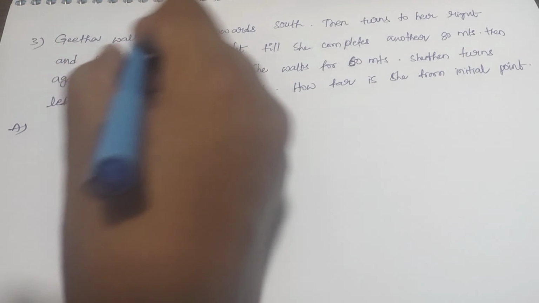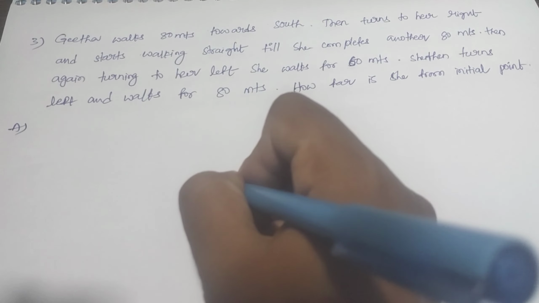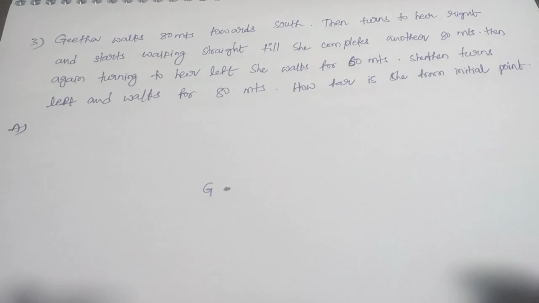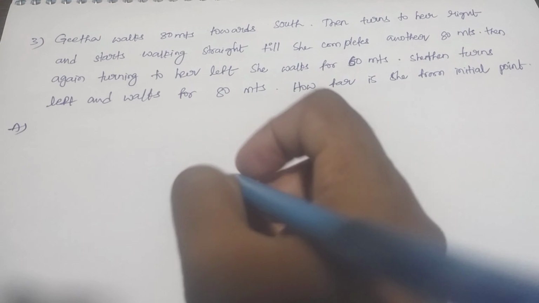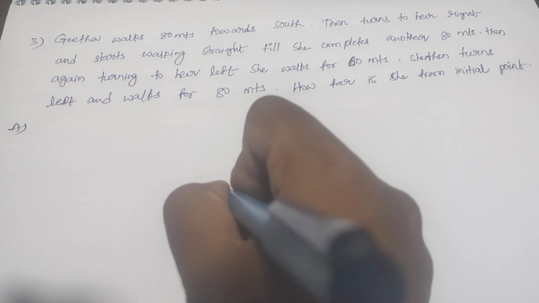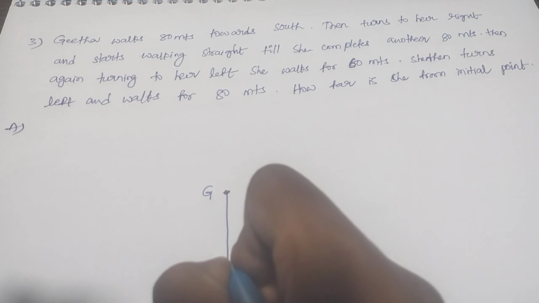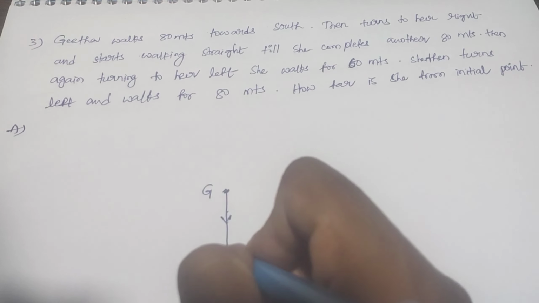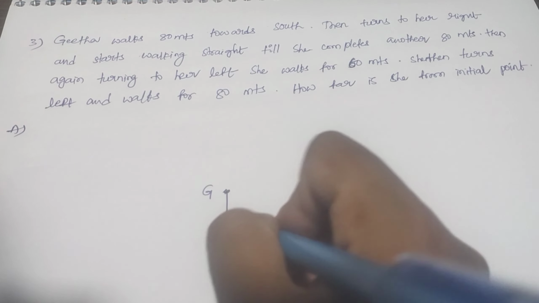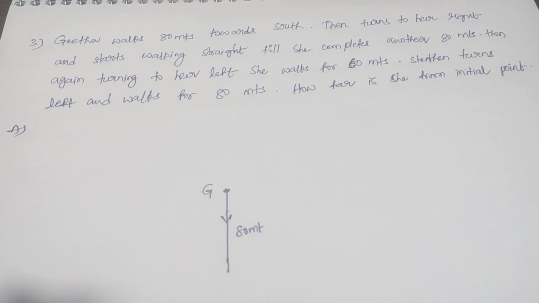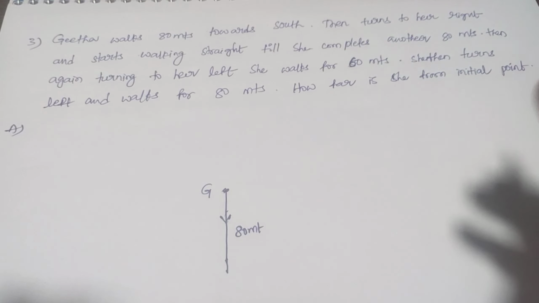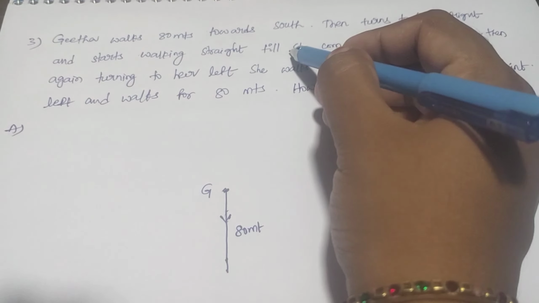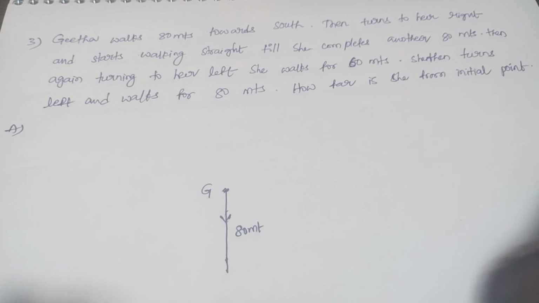Now first, Geeta walks 80 meters towards south. Now take one point. Geeta means take it as G. Okay. Starts walking towards south. Okay. South means downwards. 80 meters. Represent 80 meters here towards south. And then she turns to her right and starts walking straight till she completes another 80 meters.